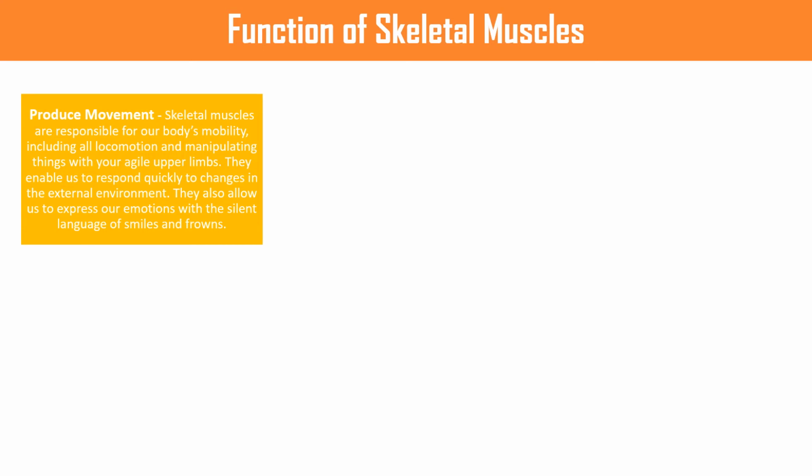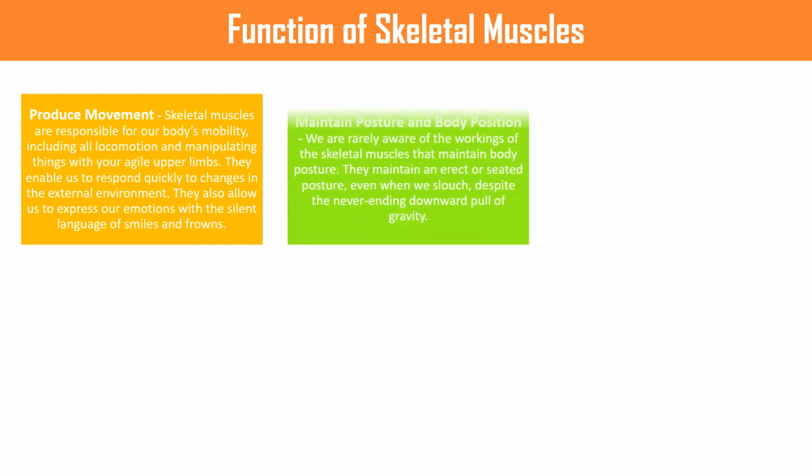First function is to produce movement. Skeletal muscles are responsible for our body's mobility, including all locomotion and manipulating things with our agile upper limbs. They enable us to respond quickly to changes in the external environment. They also allow us to express our emotions with the silent language of smiles and frowns.